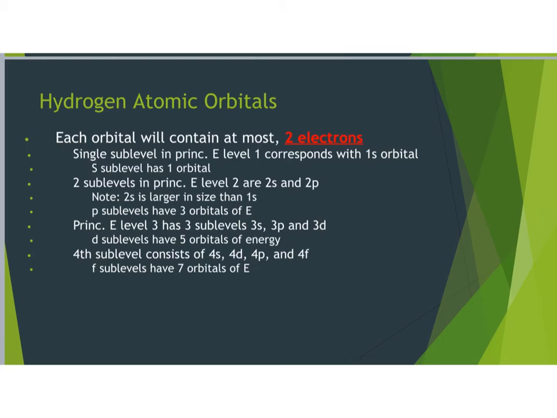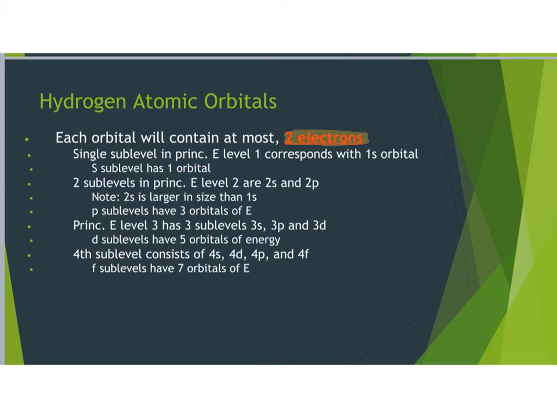Okay, and with our orbitals, each orbital will contain at most 2 electrons. Now this is something that you are definitely going to want to remember. Each orbital will only hold up to 2 electrons. The single sublevel in principal energy level 1 corresponds with the 1s orbital, and the s sublevels only have 1 orbital.